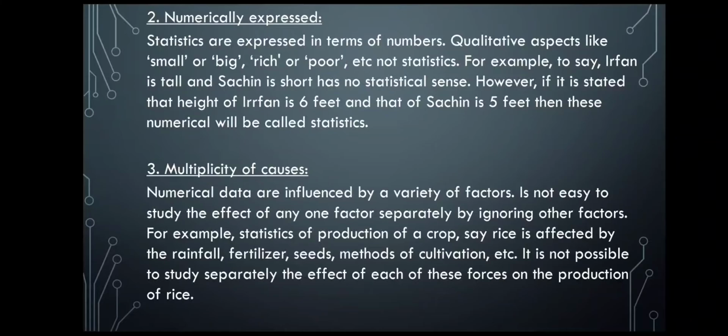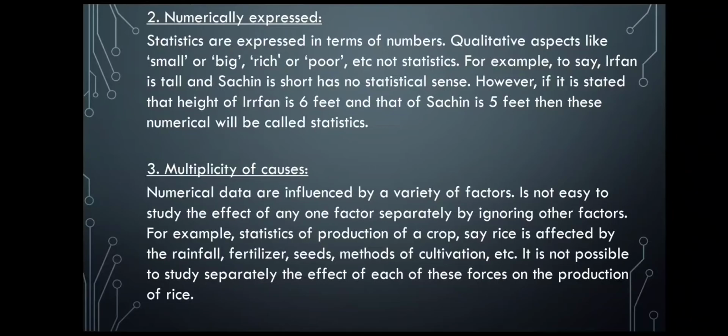So there are two aspects of a particular data: qualitative and quantitative. Quantitative data refers to numbers. Qualitative data shows the quality of a particular data. So in statistics, only quantitative data is considered, the data that can be expressed in numbers. Words like small or big are not relevant in statistics.